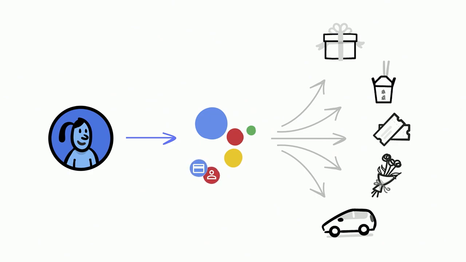So Google already has users' payment and identity information. And like a human assistant, Google Assistant can facilitate transactions on the user's behalf by passing that information to you. So less friction means more purchases. It's happier users and happier developers.